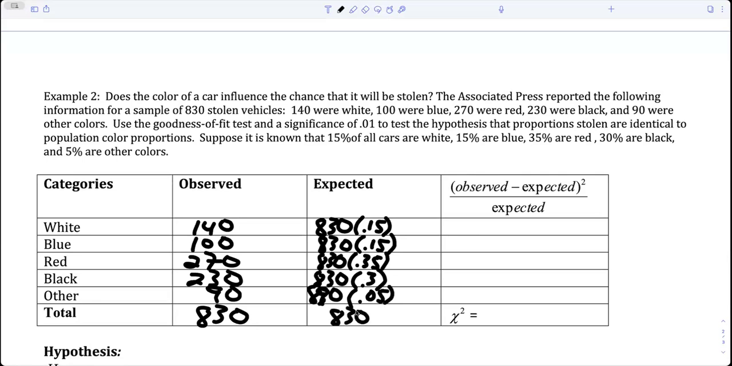And so you need to go ahead and write the expected counts down. I rounded to 1 decimal place, which doesn't make a whole lot of sense in terms of the context of the problem, but go ahead and leave it with 1 decimal. So I got 124.5, and then 124.5, 290.5, and then 249, and then 41.5.